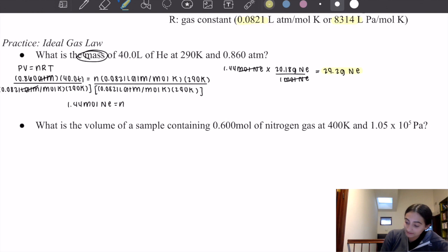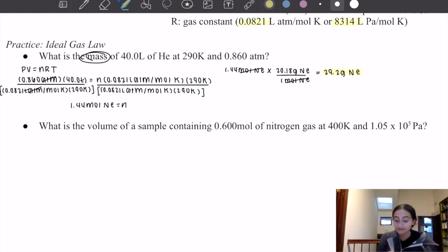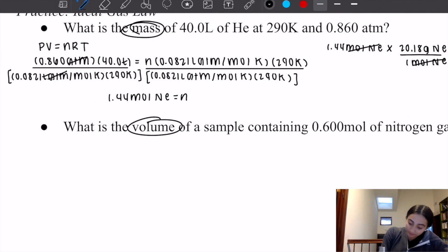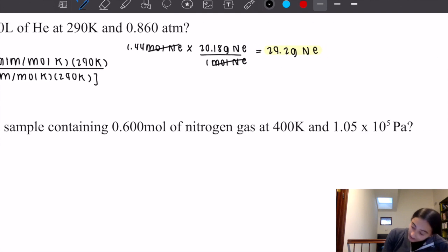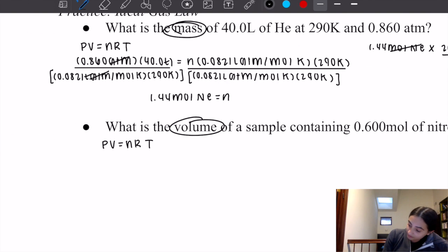Okay, so our next example problem is: what is the volume of a sample containing 0.600 moles of nitrogen gas at 400 Kelvin and 1.05 times 10 to the 5th pascals? So I'm going to do the same thing. We are looking for volume this time. So I'm going to write PV equals nRT. And then we have our pressure, 1.05 times 10 to the 5th pascals.